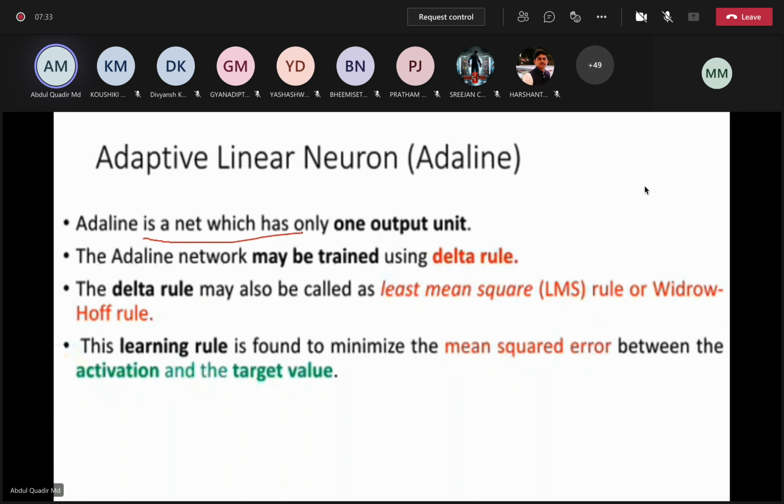Adaline is a network which has only one output unit. It is trained using the delta rule. It uses the LMS rule. The learning rule is found to minimize the mean squared error between the activation and the target value.